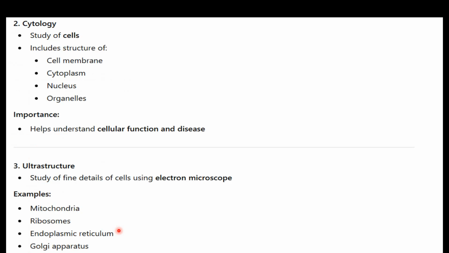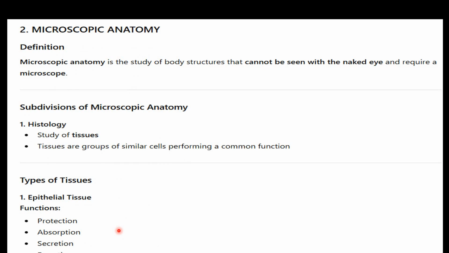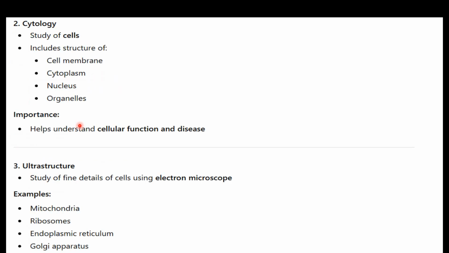Now let's talk about the second subdivision, because this is all related to the first subdivision, that is histology. Okay, now the second important subdivision of microscopic anatomy is cytology. That means study of cells. So if you are doing the study of tissues, it comes under histology, but if you are doing the study of cells, it comes under cytology.